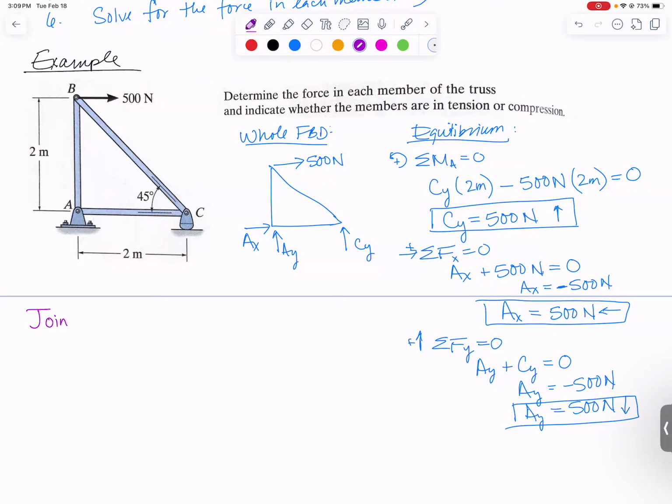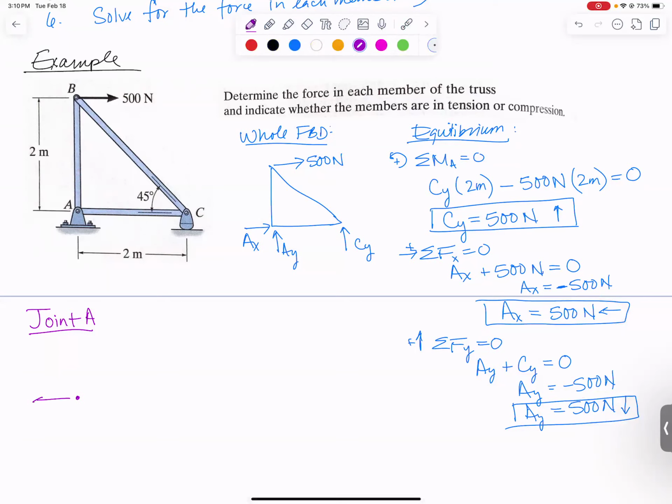I chose to start with joint A because I like joints where all the members are in the X and Y direction. I don't have to deal with sines and cosines of angles. So let's start with a free body diagram of joint A. Acting on it first are my reaction forces. AX acts to the left and AY acts downward.